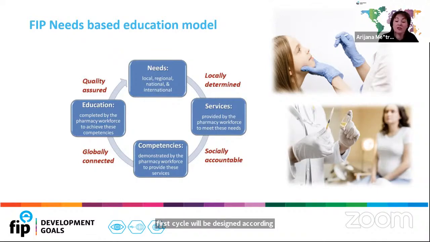So the education, which comes at the end of this first cycle, will be designed according to the needs and services that we want to provide, but most importantly, to address the level of competencies that we have now in this group of students or practitioners, and the desired level of competencies that we want to achieve. So we are starting from the needs, we are designing or imagining the services that we want to deliver, then we should say, are we capable to do so? Or if not, what kind of education do we need to develop skills, attitudes, values, and knowledge, of course.